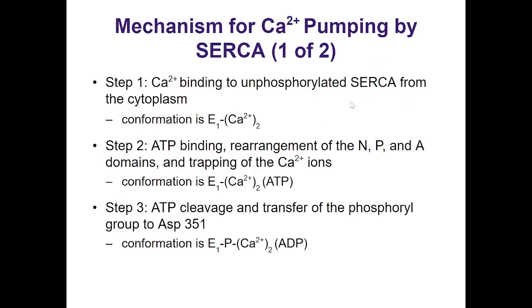So step 1 of this mechanism for SERCA is going to be the calcium binding to the unphosphorylated SERCA from the cytoplasm. This will be conformation E1 bound with the calcium, and notice the 2 number here because we need how many calciums? 2. Yeah. Note the parentheses in here are actually important. Why is that important? Are the calciums bound to each other? Yeah, binding 2 individual calciums, right?